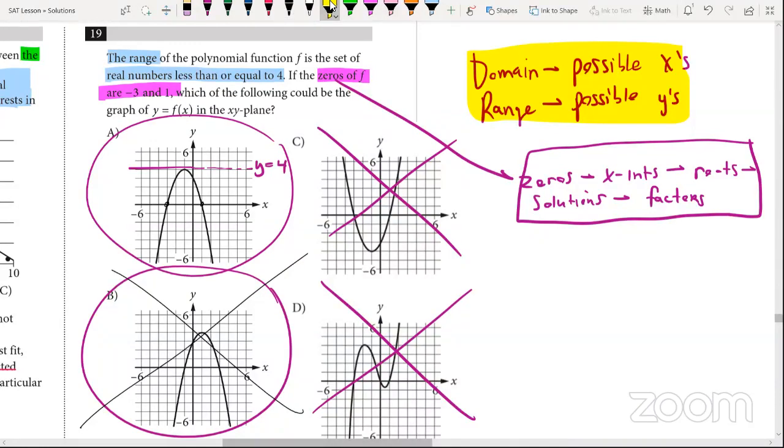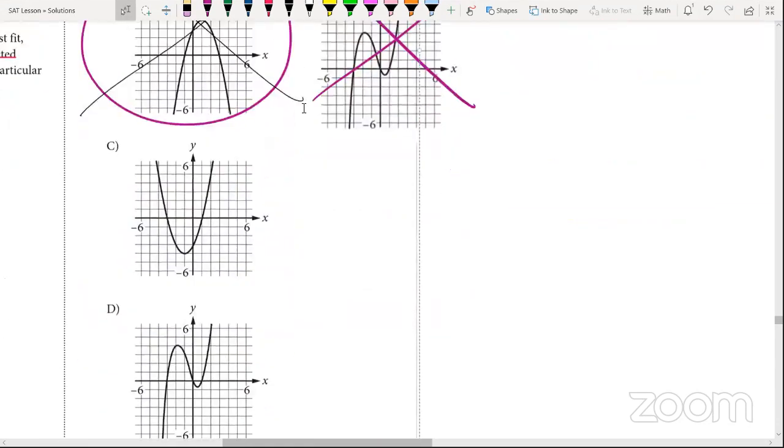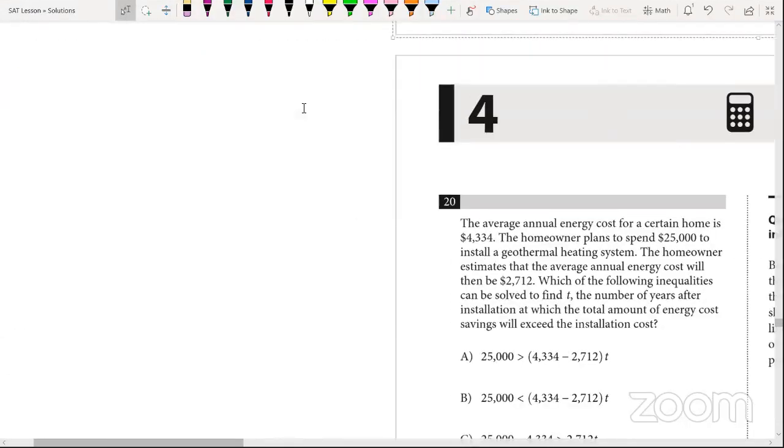The biggest things to take out of this are that the domain is the possible x's, the range is the possible y's, and that zeros, x-intercepts, roots, solutions, and kind of factors all essentially mean the same thing. Now we're going over to number 20.